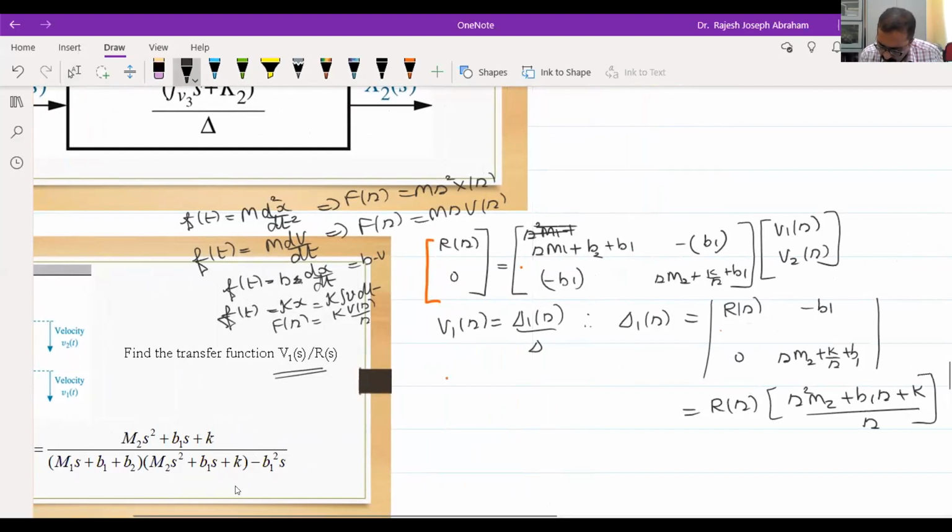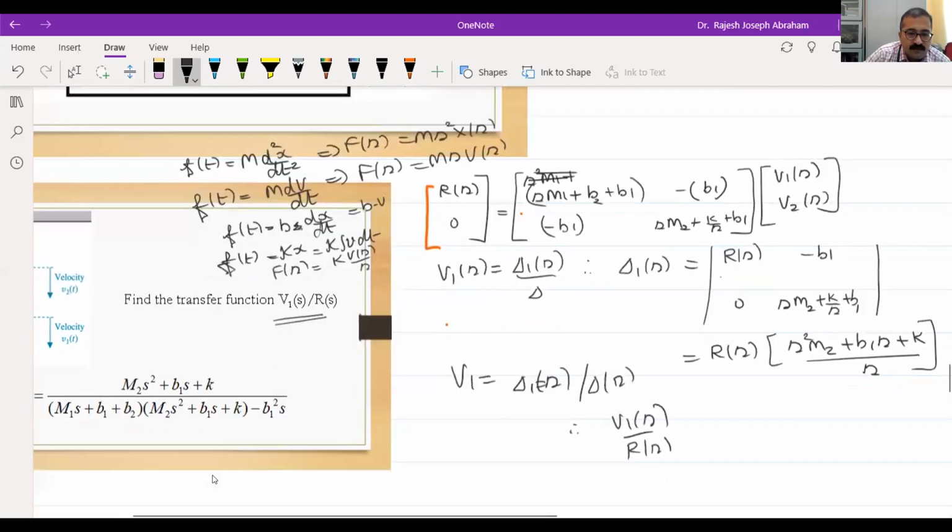R of s, 0. Yes, right. s m2 plus k by s plus b1. So that is delta 1. Now delta you have to sort out and find. Delta will be this into this minus b1 square. So you divide. What will be your V1? V1 will be delta 1 of s divided by delta of s. So what will be the transfer function? V1 of s by R of s. You should get a transfer function like this.